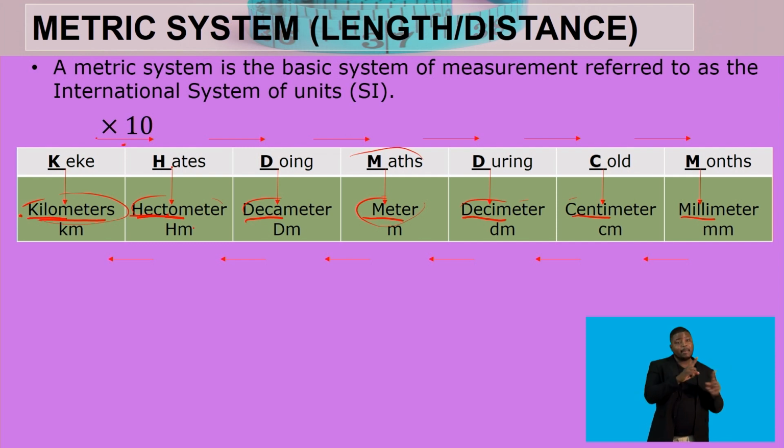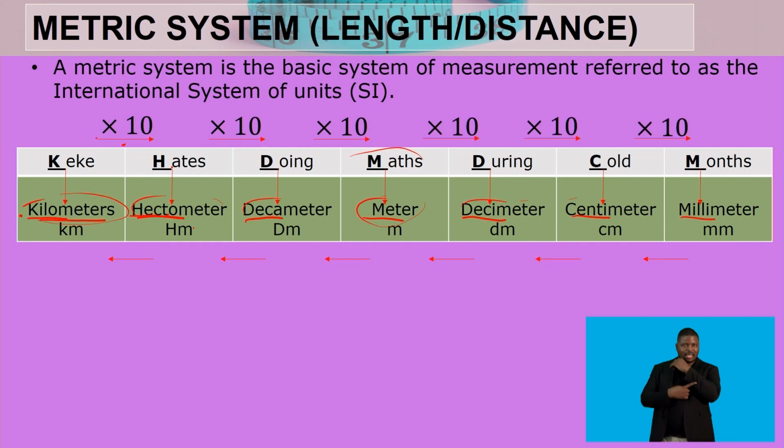For each and every unit that I move, I multiply by 10, up until I get to the last one. An example would be moving from kilometers to meters. How many units am I moving? 1, 2, 3. So it's 10, another 10, and another 10. So it actually is 1,000 to move from kilometers to meters.